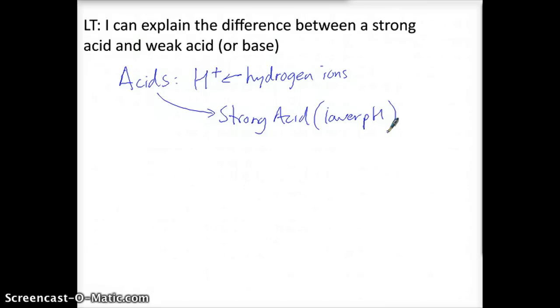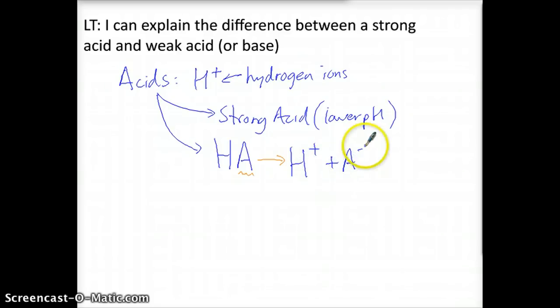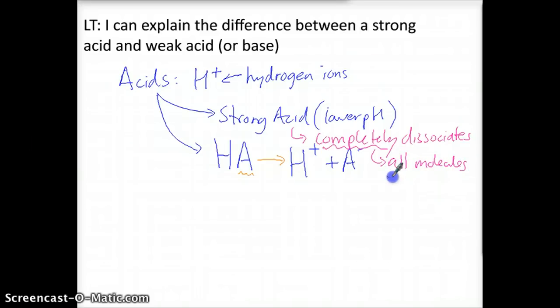So how does a molecule make H plus? Well, it has to dissociate. So for an acid, we'll just call it acid HA, where this element A is just any anion. When HA gets into a solution, it dissociates. It makes H plus and A minus. So if something is a strong acid, it completely dissociates. Another way of saying that is that completely means all molecules separate. So every single molecule of acid splits into H plus and A minus.